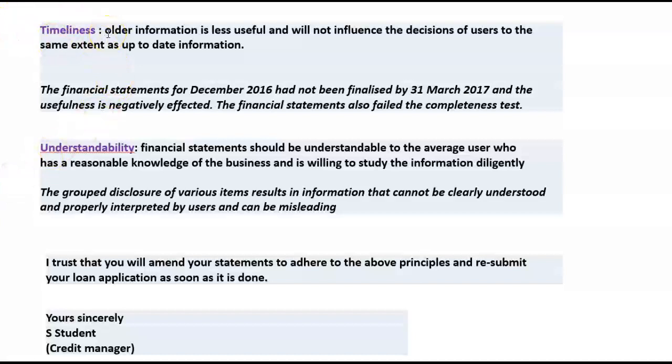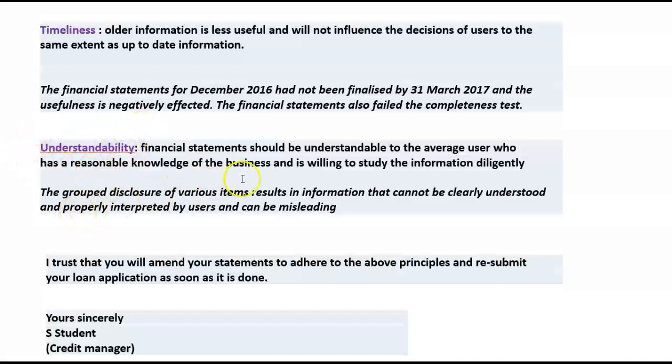Another enhancing characteristic, timeliness. The older financial information gets, the less useful it becomes. So at the end of March, this guy has not even finalized the December 2016 financial statements. And he has the audacity to take this half-baked product to the bank and request a loan. So we say the financial statements have not been finalized. The usefulness of those statements, over and above the fact that there are mistakes and omissions in them, is also negatively affected because it's not timely. Financial statements also failed the completeness test.